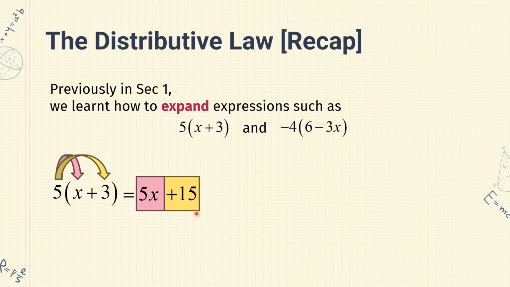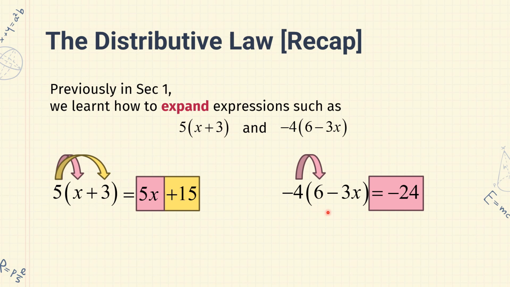In the other example, negative 4 times (6 - 3x), when applying our distributive law, we take negative 4 multiplying with 6 to get negative 24, and negative 4 multiplying with negative 3x to get positive 12x. Do recall that a negative with a negative will give us a positive.